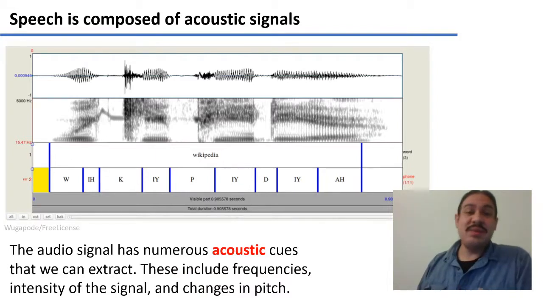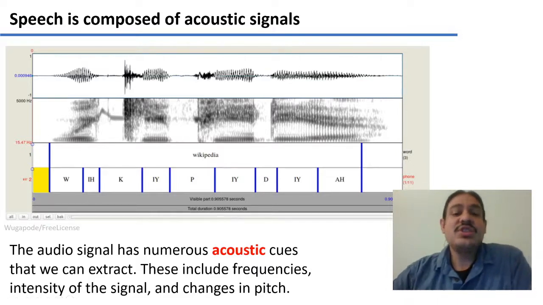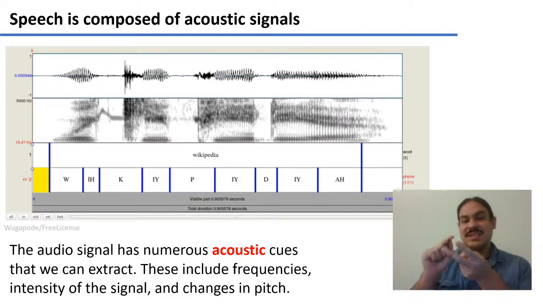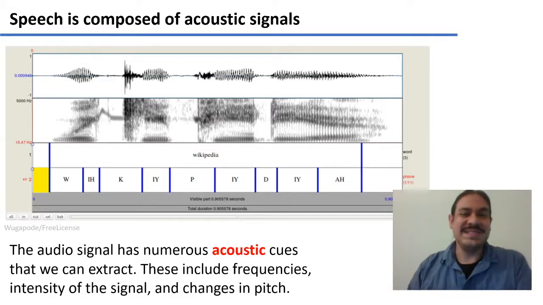The signal is very rich in cues. As you can see, there's larger concentrations of energy here than here. There's concentrations of null energy. Sometimes the curve of energy goes down very smoothly. Sometimes it cuts off drastically. So there's a ton of cues that we could use regarding frequencies, the intensity of the signal, and changes in the pitch of the signal, for example.